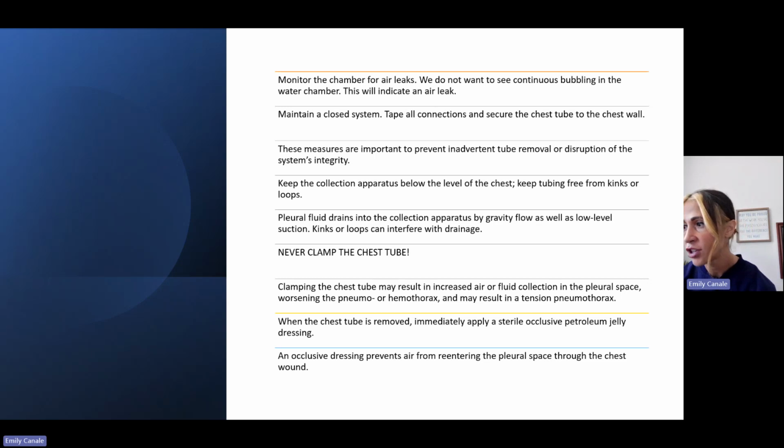Cloudiness could indicate infection. You also always want to be mindful of any sort of trends with the chest tube drainage. If there's a sudden increase or a sudden decrease, you want to assess that.